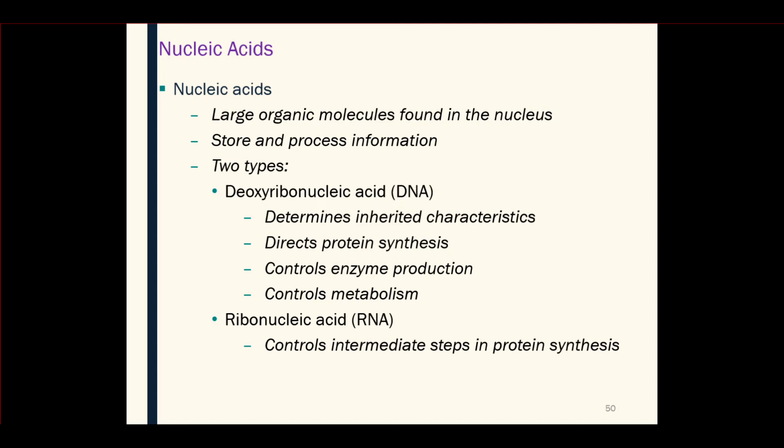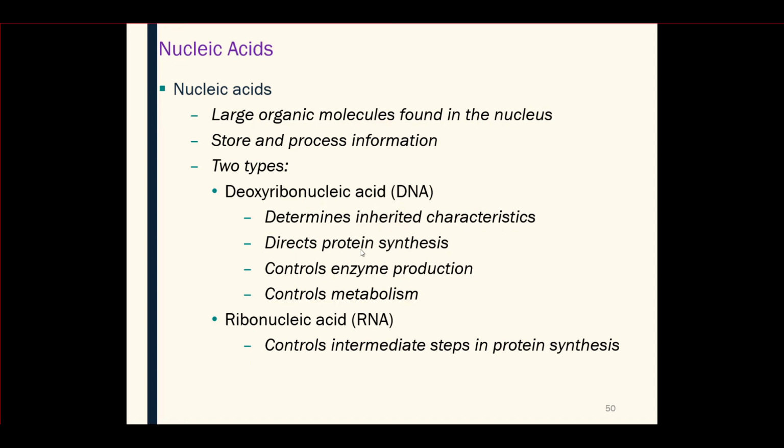So there are two nucleic acids. The first one is known as deoxyribonucleic acid. You probably heard of this because we usually just call it DNA. A lot of us know about it because we use DNA testing to look at where we came from, from our ancestors, that type of thing, because DNA determines our inherited characteristics.